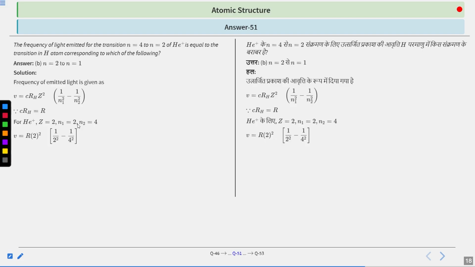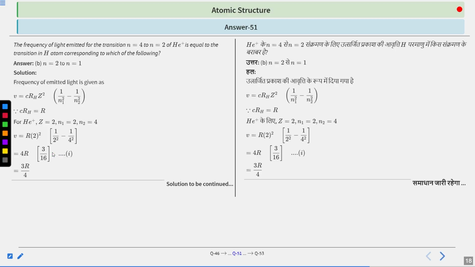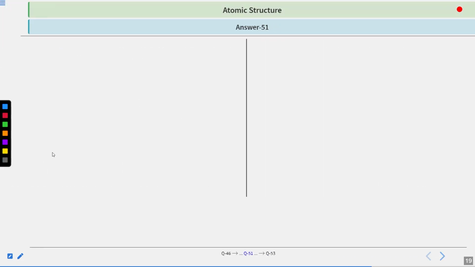So if you substitute all of this, so Z, that means 2 square, 1 by 2 square minus 1 by 4 square, that will give you your new value as 4R 3 by 16. So this is your frequency. Or you can further simplify it to 3R by 4. So this is the energy for the transition 2 to 4.